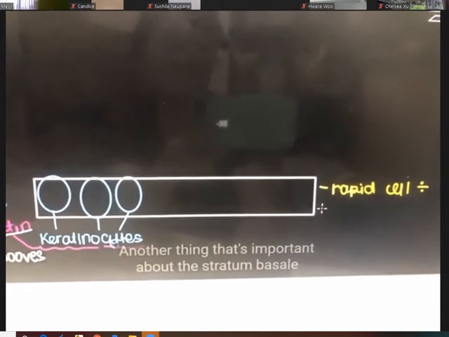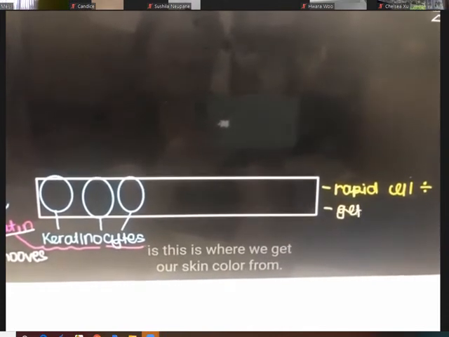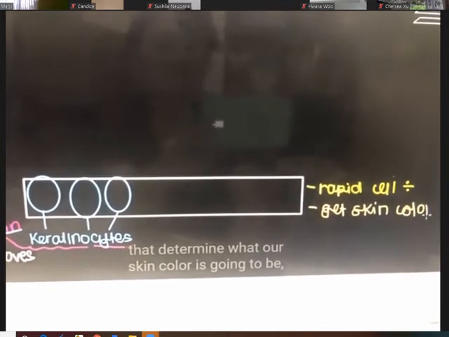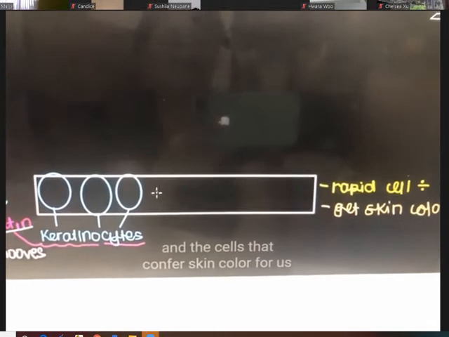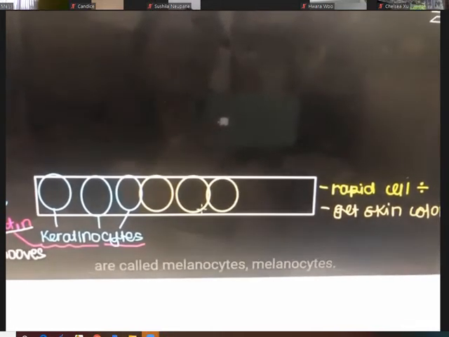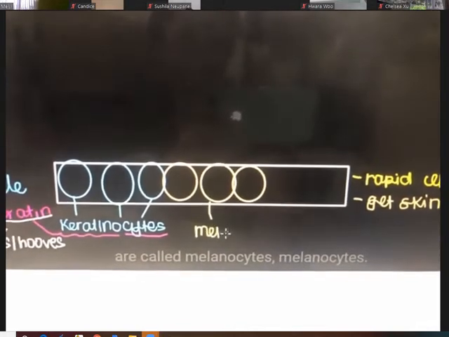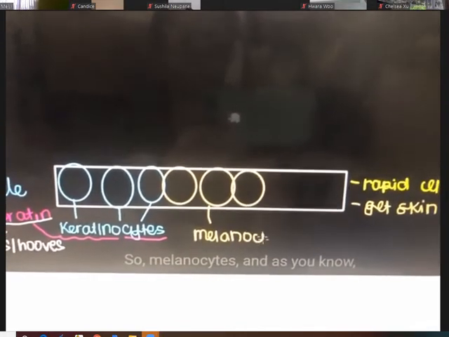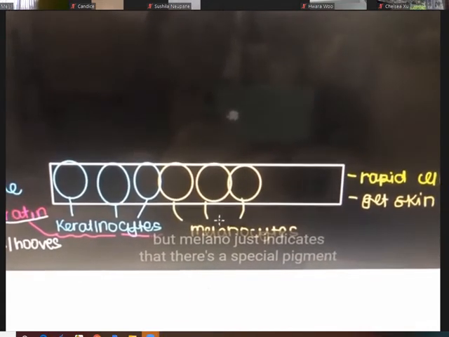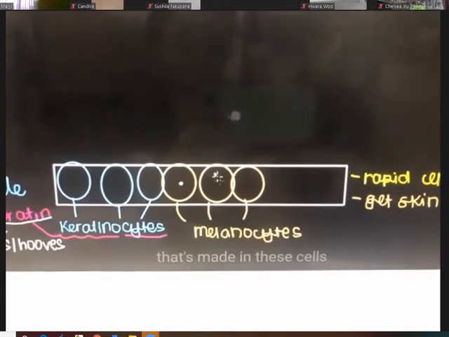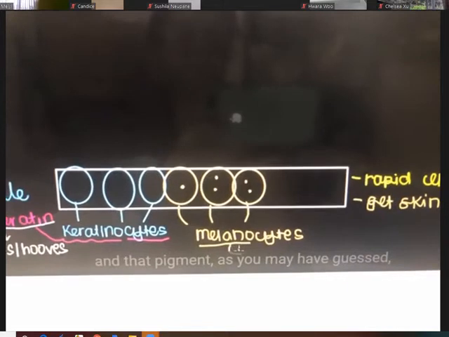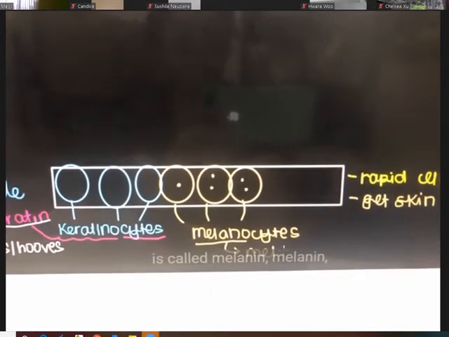Another thing that's important about the stratum basale is this is where we get our skin color from. So there are components of the stratum basale that determine what our skin color is going to be. And the cells that confer skin color for us sit here as well. And these guys, you may have heard about them before, are called melanocytes. Melanocytes. And as you know, cytes again just means cell, but melano just indicates that there's a special pigment that's made in these cells that helps determine our skin color, and that pigment, as you may have guessed, is called melanin.